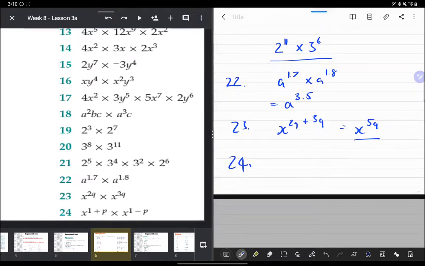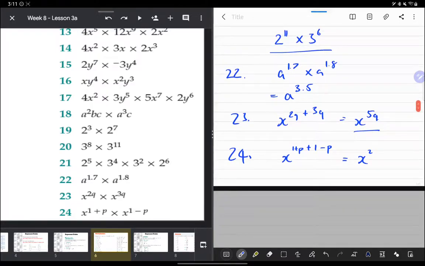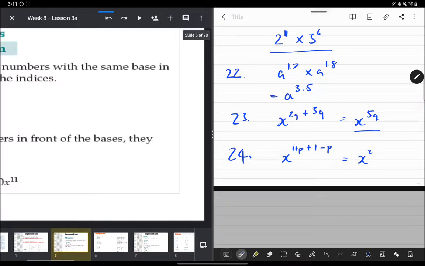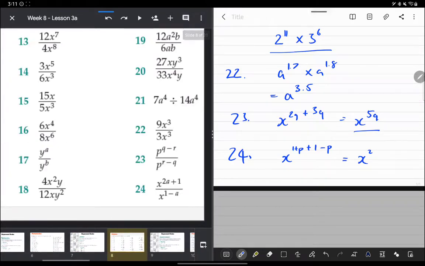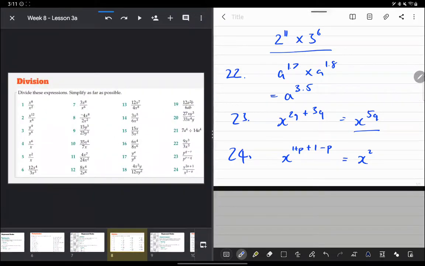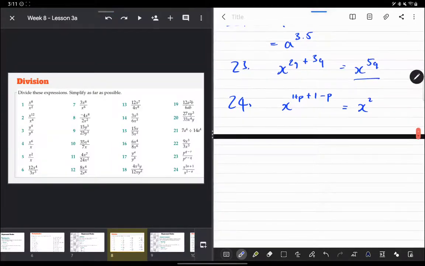24. 1 plus p plus 1 minus p. Now I can put that in brackets, but let's say I've already done that. And I know that I want to add a minus p and a 1, so that's just x to the power of 2. That's x squared. Boom. Done. So that's that. When you multiply them, you add the powers, you add the exponents.